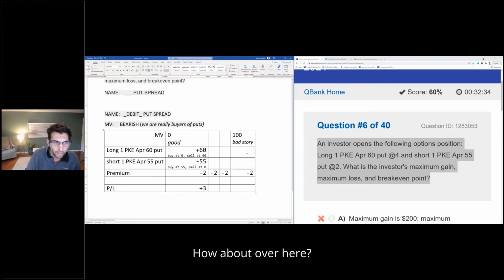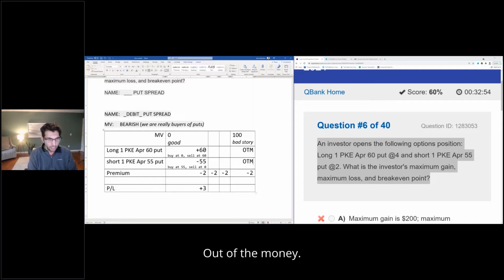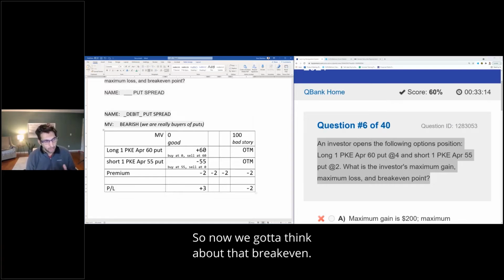Okay. How about over here? If it goes up to 100, what's the story with the 60 put? Anybody selling us $100 stock for 60? We doing that? I don't think so. We're out of the money. We lost $2 per share. Could we lose more than $2? If it goes up to 1,000, is it going to get any worse for us? No, everything expires.